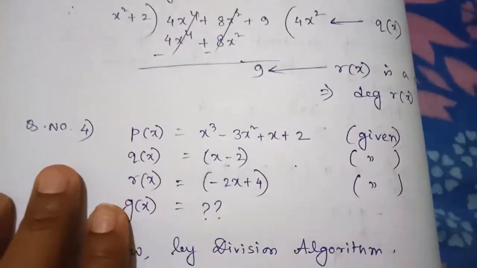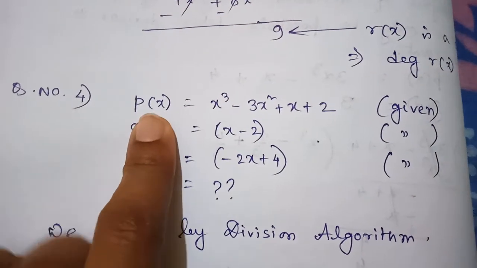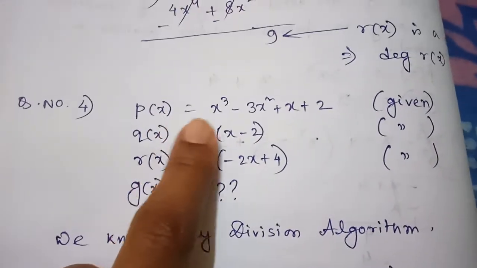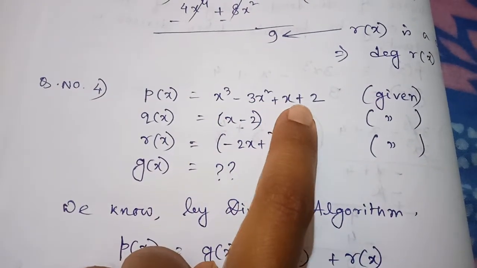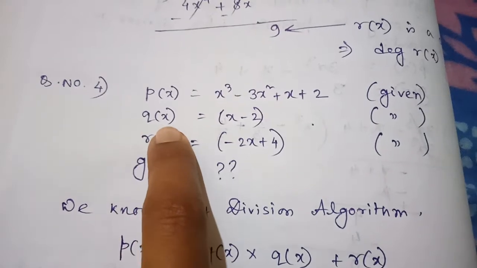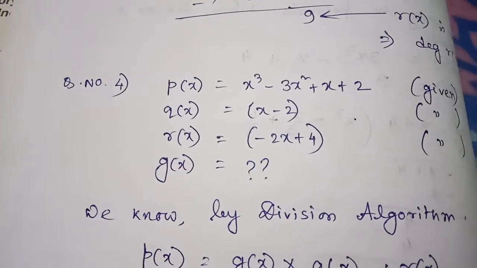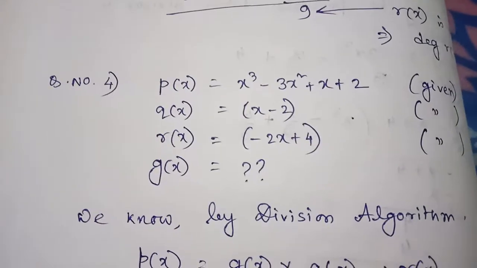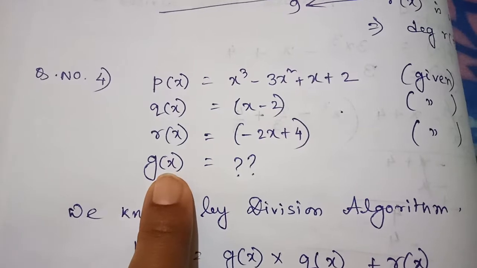Now coming to question number 4. Question number 4 is a little bit easy. P of x, the dividend polynomial, is given as x cube minus 3x square plus x plus 2. Q of x, the quotient polynomial, is given as x minus 2. The remainder polynomial is given as minus 2x plus 4. We have to find out the divisor polynomial.